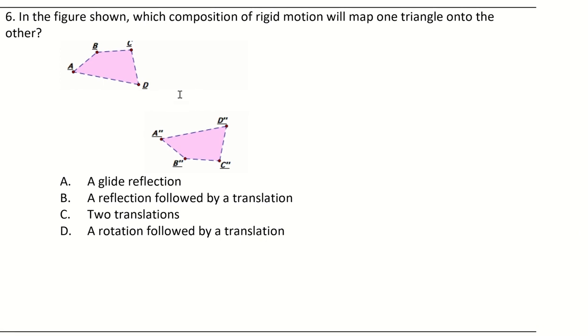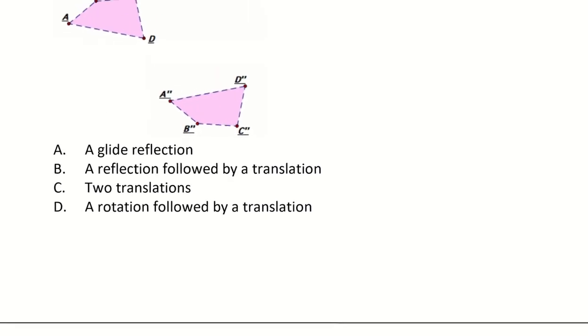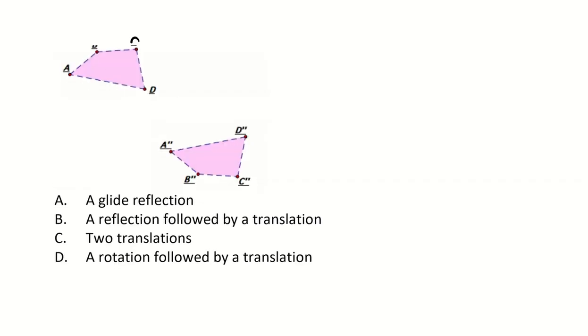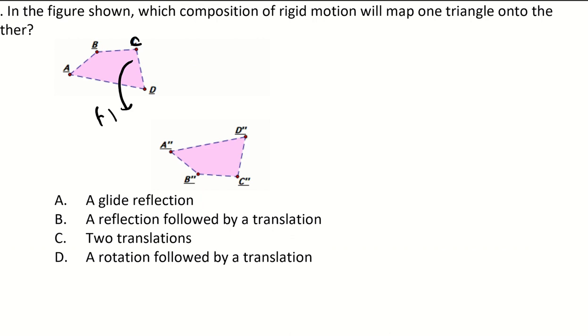All right, number 6. Which composition of rigid motions will map one triangle onto another? All right, so first off, notice that C goes from being on top to being on the bottom. So that's going to be some kind of flip, right? So we would have to flip this, that's C right there. It's not showing up on there, but we would have to flip it so that C is on the bottom, right?